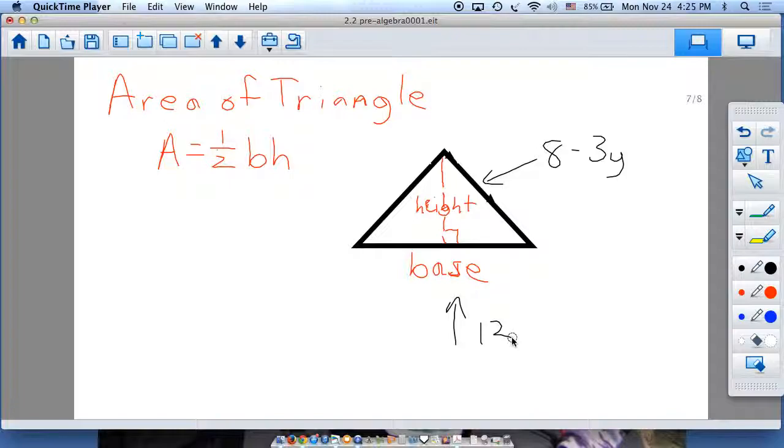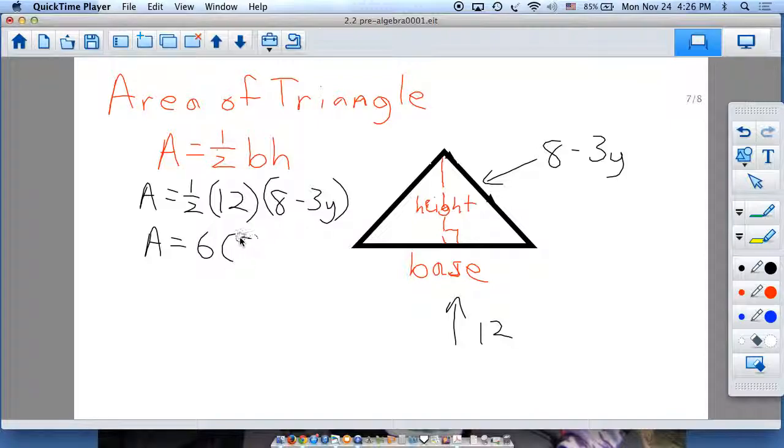So we can insert these into our equation to find our area. So area equals 1/2. Now the base is 12, so we're going to replace b with 12. And then we're going to replace the height with 8 minus 3y, which we have been given here. So now we need to distribute. If it's me doing this problem, I know I can take half of 12. 1/2 times 12 gives me 6. So I'm going to rewrite this as 6 times 8 minus 3y. So once again, I multiplied 1/2 times 12 to give me 6.